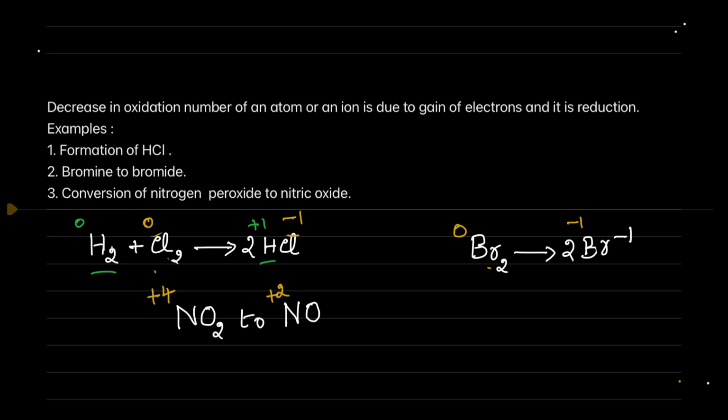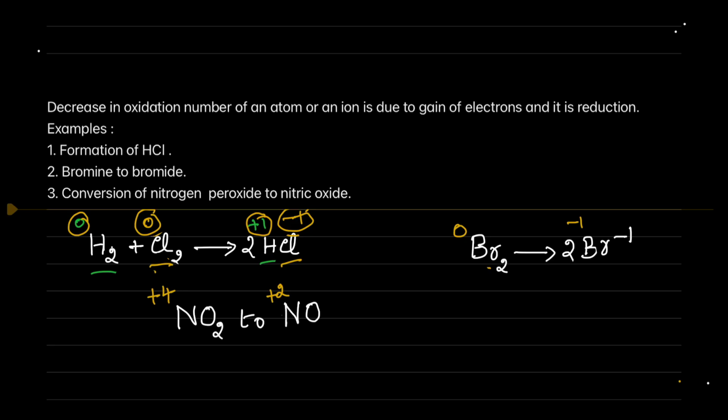The first one is formation of hydrogen chloride. The oxidation number of chlorine on the reactant side is 0, and on the product side it is minus 1. Therefore, there is a decrease in oxidation number from 0 to minus 1. It is reduction. Whereas it is obvious that hydrogen is oxidized. The oxidation numbers of hydrogen are marked in green ink here. It changes from 0 to plus 1. Therefore, hydrogen is oxidized.